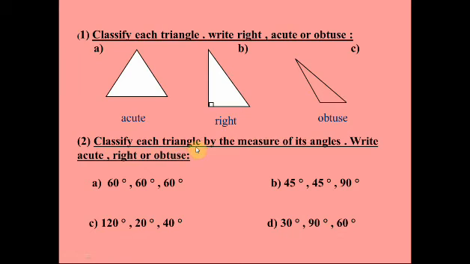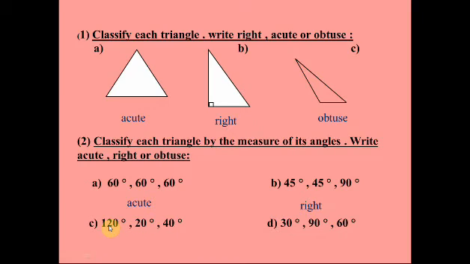Exercise number 2. Classify each triangle by the measure of its angles and write acute, right, or obtuse. The first triangle has angles measured 60 degrees, 60 degrees, 60 degrees. All its angles are acute. For that, it will be acute triangle. The second has 45 degrees, 45 degrees, and 90 degrees. There is one right angle here. For that, it will be right triangle.